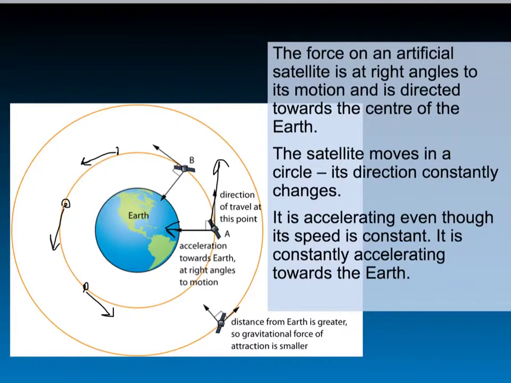So the key points to remember here is that there is a centripetal force acting on the satellite, which is always at right angles to its motion. This is provided by gravity. The satellite's moving at a constant speed, but its velocity is changing because its direction is changing. Therefore, it's accelerating. It is kept in its orbit. It doesn't fly off or it doesn't crash into Earth because it's travelling so fast.